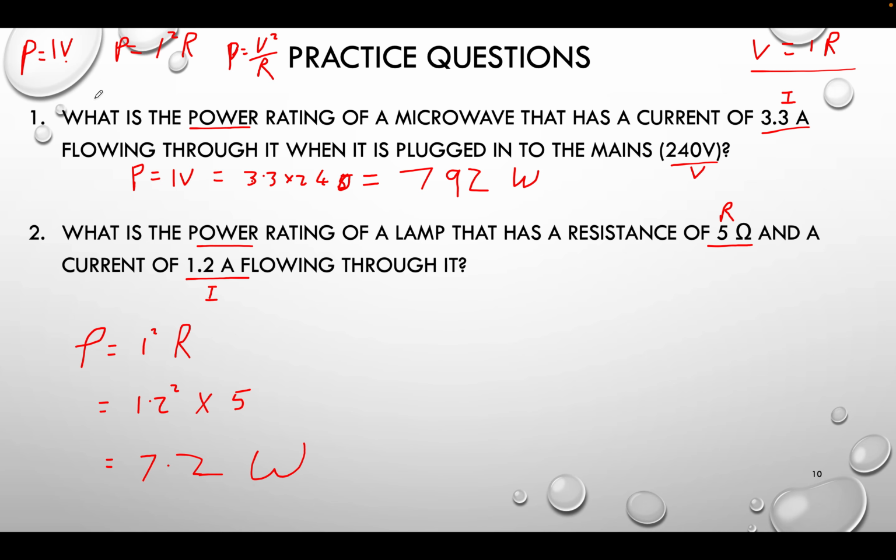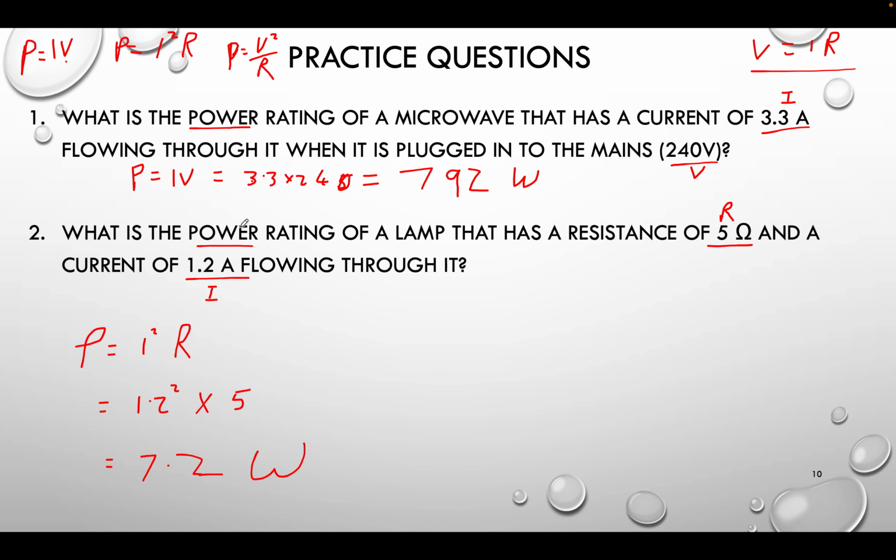For example, the power rating of a microwave that has a current of this and is plugged into the voltage of this. We have I and we have V. Out of the 4 formulas that we know, we can use P equals IV. Direct substitution into this one. 3.3 times 240 equals 792.